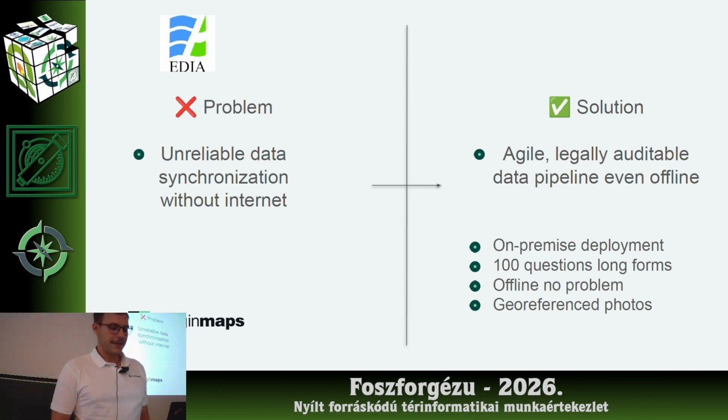The other important thing they mentioned was the on-premise deployment. So they had their own Mergin maps ecosystem on their own server, on their own infrastructure, which was also one of the legal requirements so that the data doesn't leave the country.